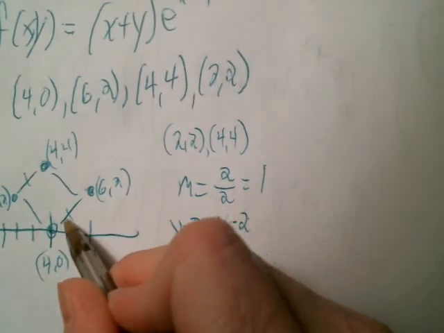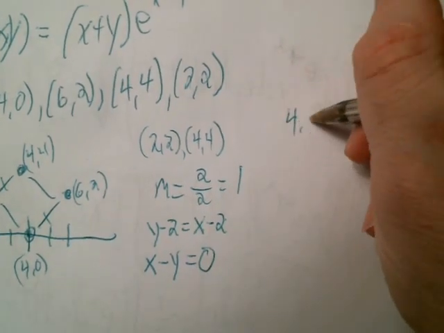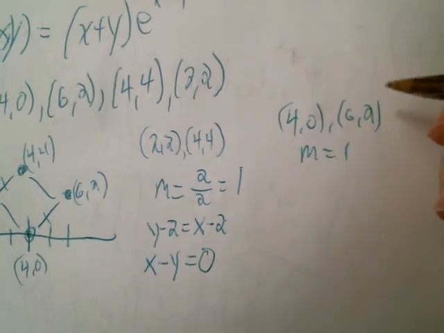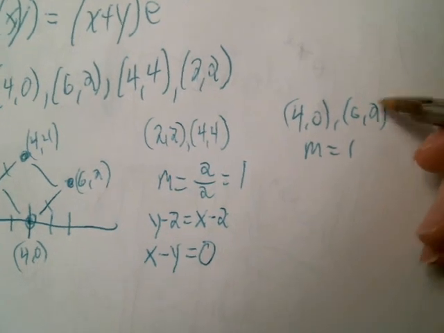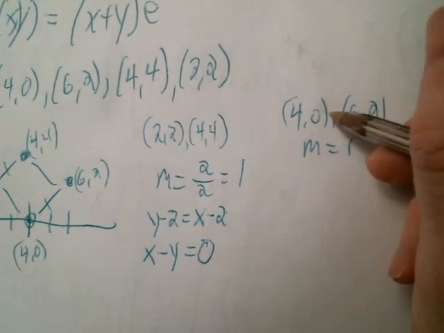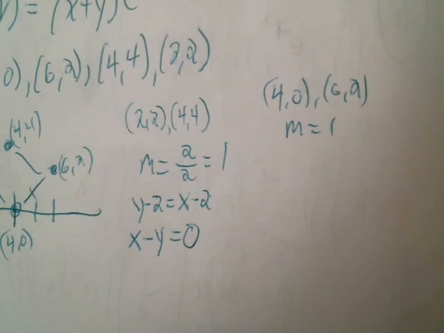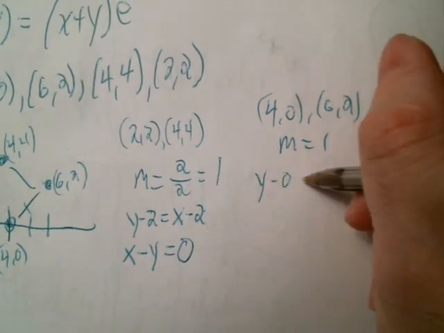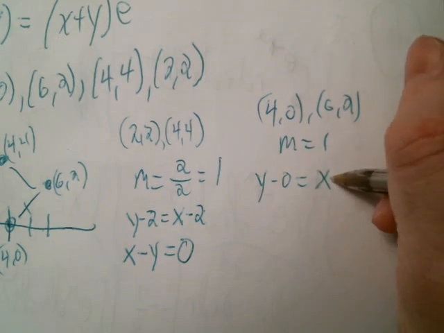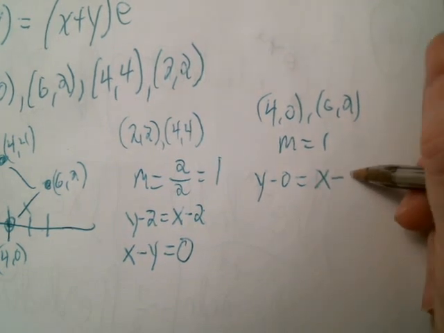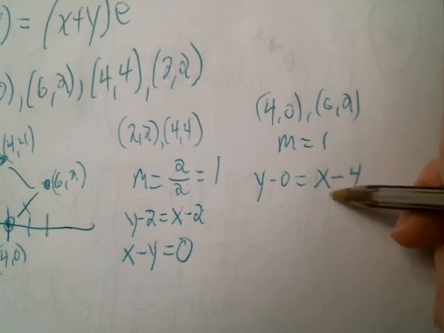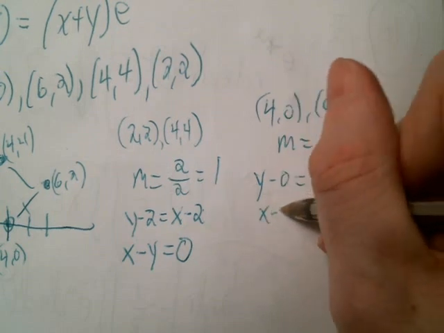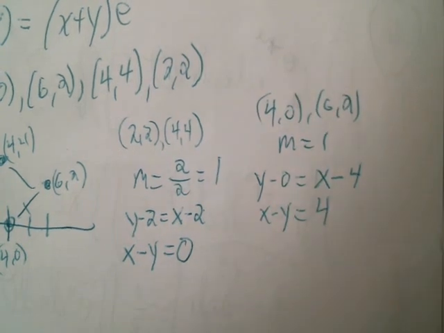Then I need this other guy here, so that's from 4, 0 and 6, 2. It has the same slope. Those lines are parallel. I can just tell, but if you're not sure, you can always go through y2 minus y1 over x2 minus x1. Okay. Then I'm going to get my equation. So y minus 0 equals 1 times x minus 4. And again, I'm going to put x and y on one side. So move the y over, you get x minus y. Add 4 to both sides, you get 4.